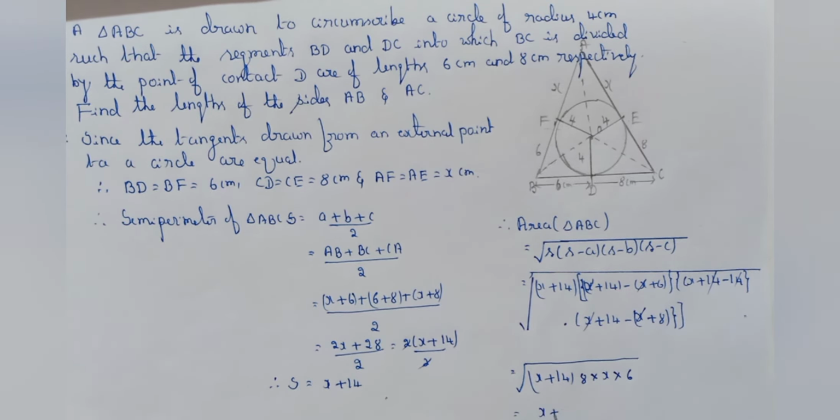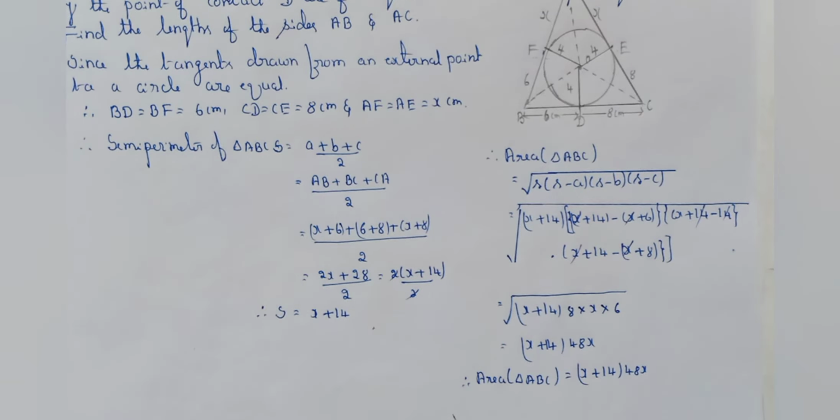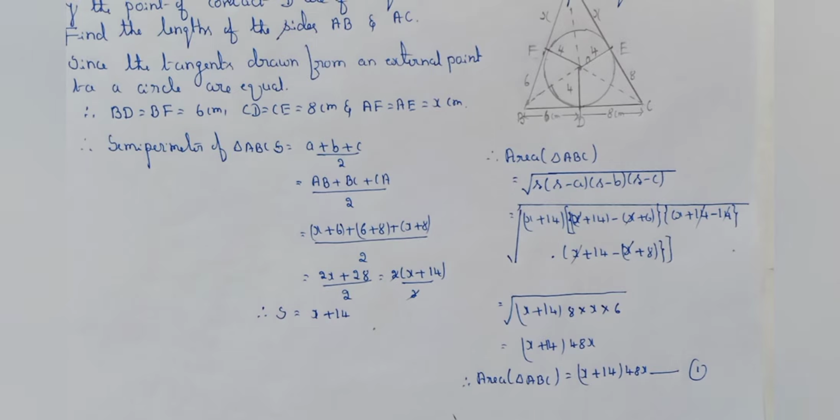x plus 14 into 6 into 8 into x, that is 48x. Now you got the area of the triangle ABC. Therefore, area of the triangle ABC is equal to the square root of x plus 14 into 48x. Consider this as equation 1.